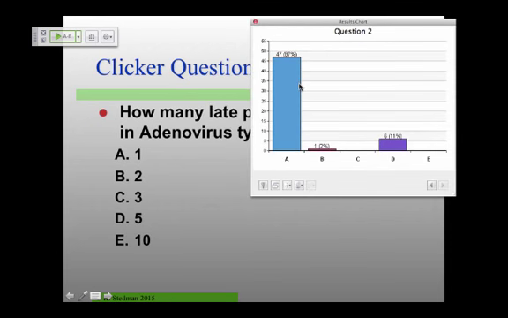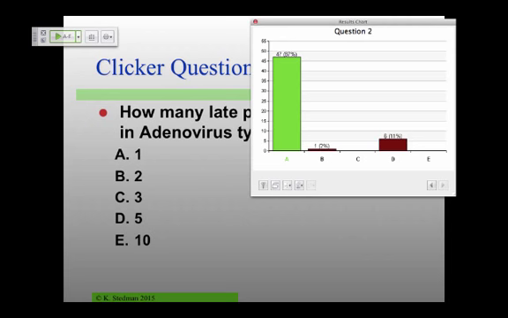So why did some people think 5? It's because of the termination, but the promoter is always 1 promoter. So, let's actually select the answer here. There we go. So, yes, it's 1 major late promoter.